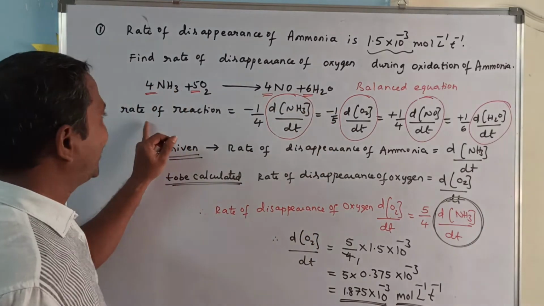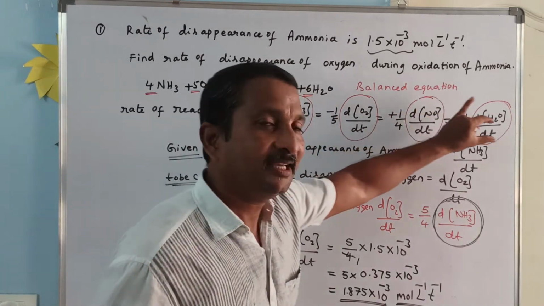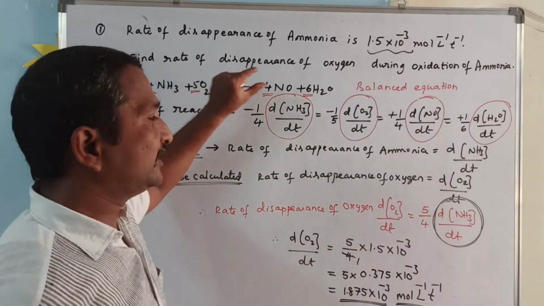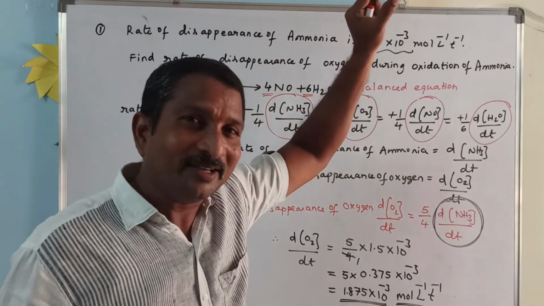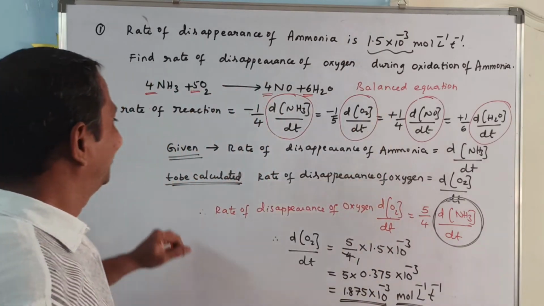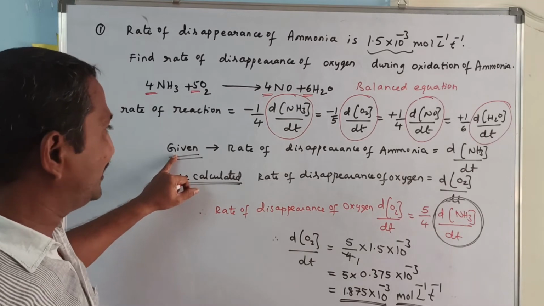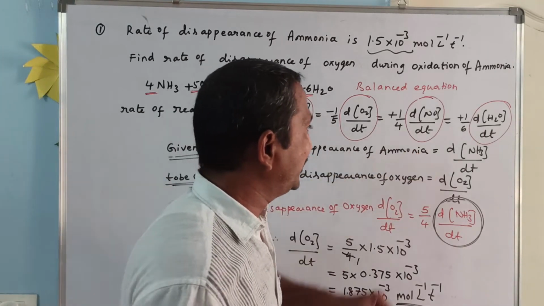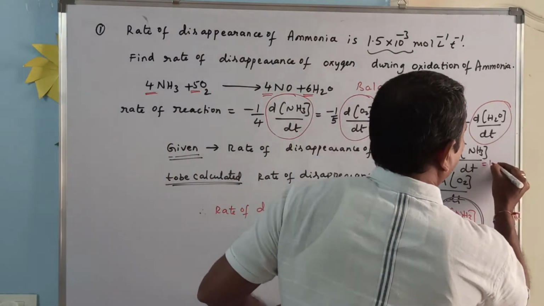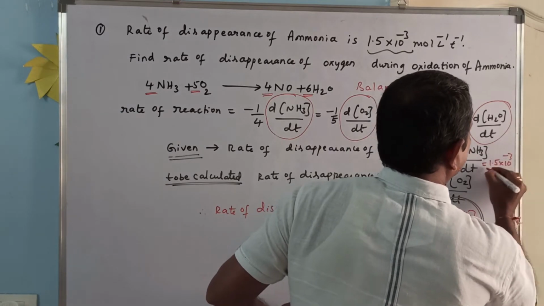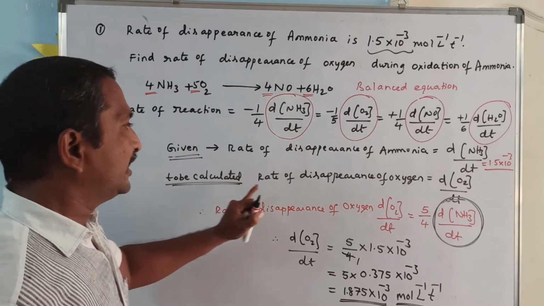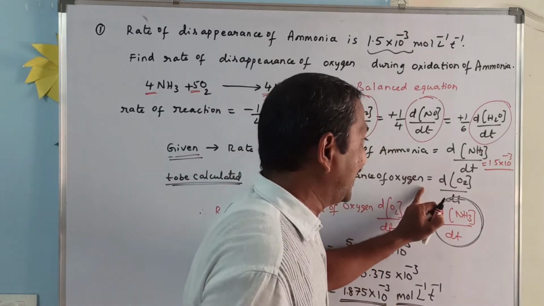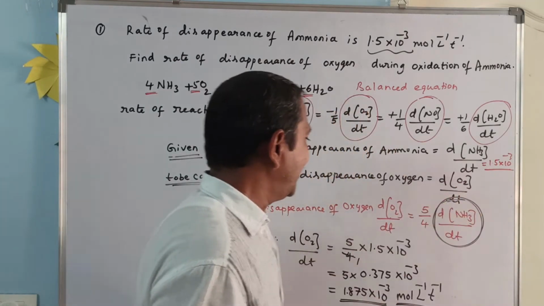Then we should write the rate of reaction. This is the rate of reaction with respect to reactants and products. This can be written by using the general equation we initially wrote. Now we should write the given condition. The rate of disappearance of ammonia is given. What is the value? 1.5 into 10 power minus 3. Clear? What is to be calculated? The rate of disappearance of oxygen, that is d of O2 by dt.